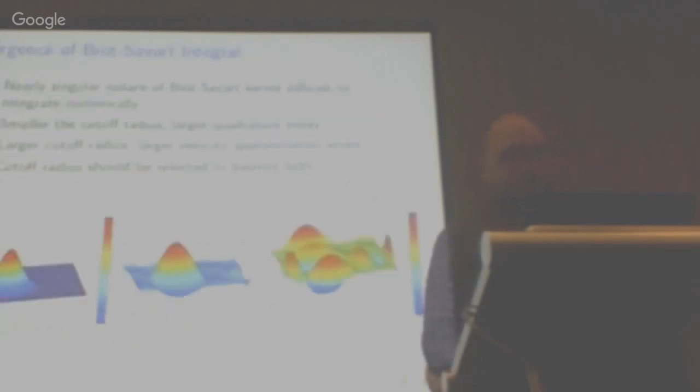But there's a trade-off to be thought about here. It's difficult to integrate numerically. So if we make a smaller cutoff radius, we have larger quadrature areas, right?